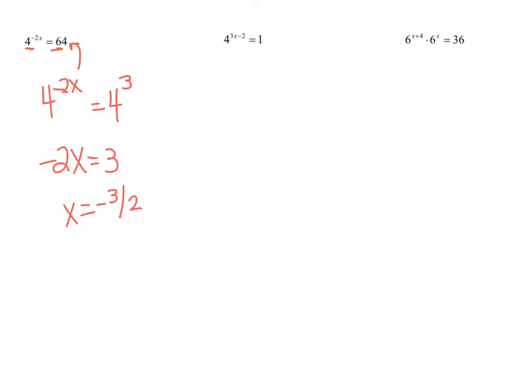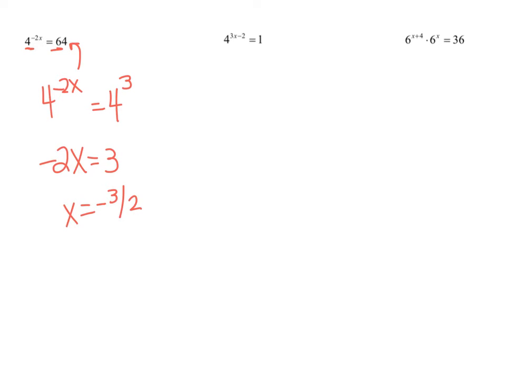Now, over here, if you notice, these bases are not the same. But remember, we know how to change the base, right? 64 is actually 4 cubed. So I'm going to rewrite this. I'm going to keep that left side the same, and we want to change it so that it has the same base. Well, 64 is, like I just said, 4 cubed. So now the bases are the same, so now I can set the exponents equal to each other. So x is actually equal to -3/2.